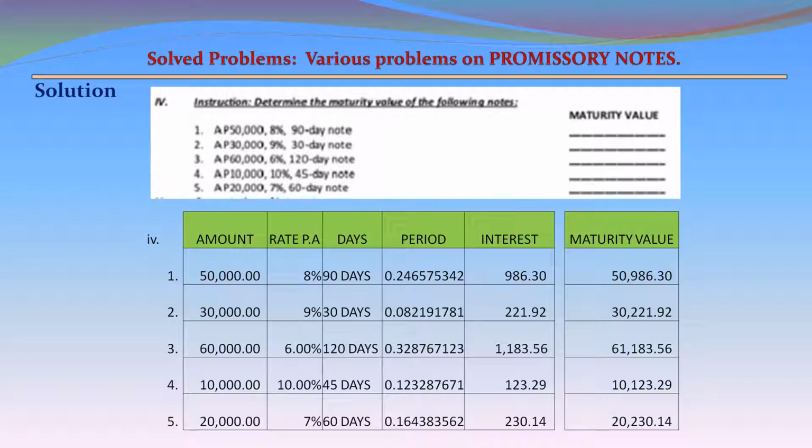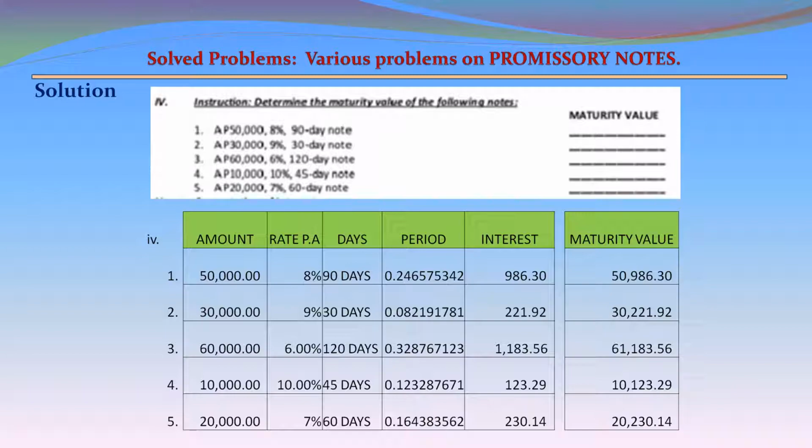1. Amount 50,000, rate 8%, 90 days, period 0.24 in years, interest amount 986.30 and maturity value 50,986.30 including the principal amount. 2. P30,000, rate per annum 9%, 30 days, period is 0.08 in years, interest comes to 221.92 and the maturity value is 30,221.92 including principal amount.